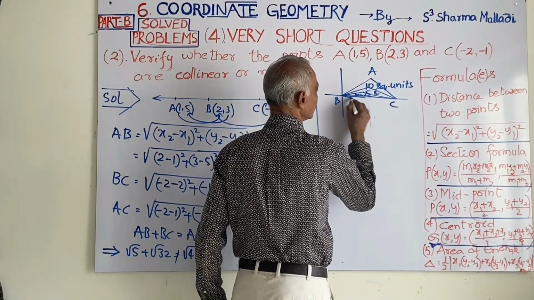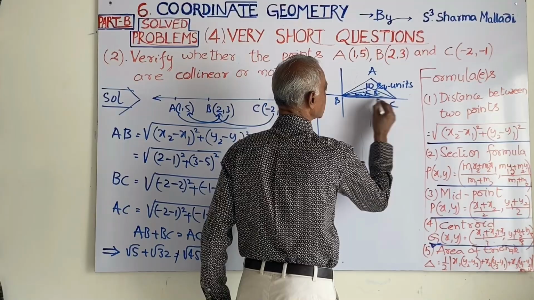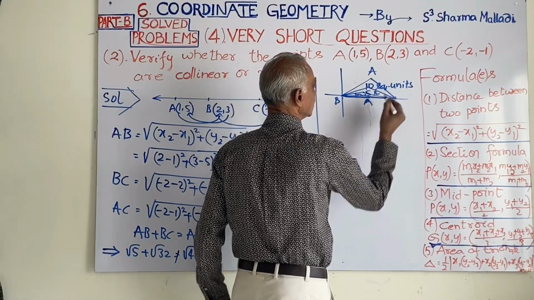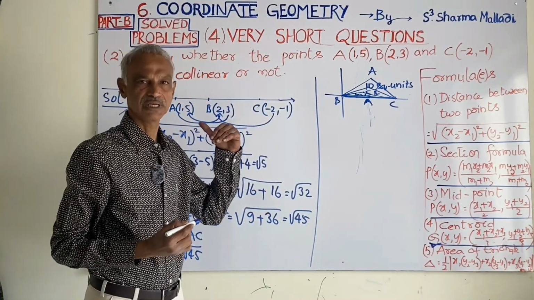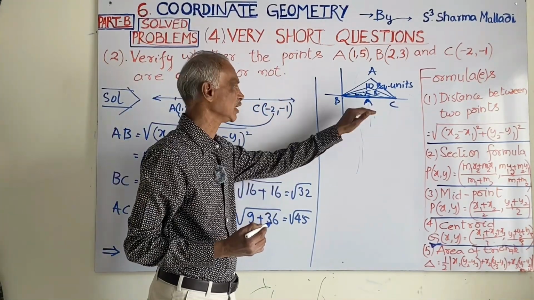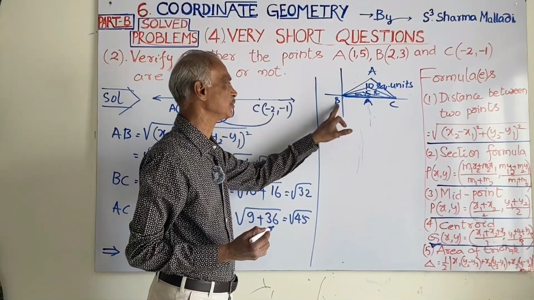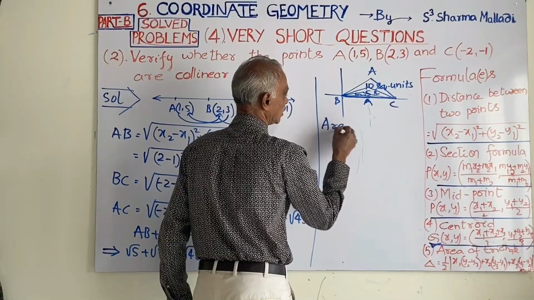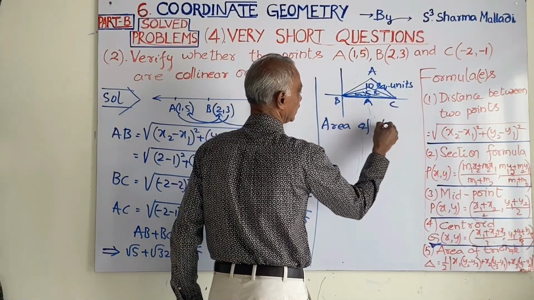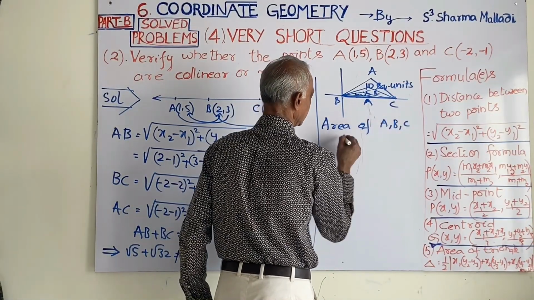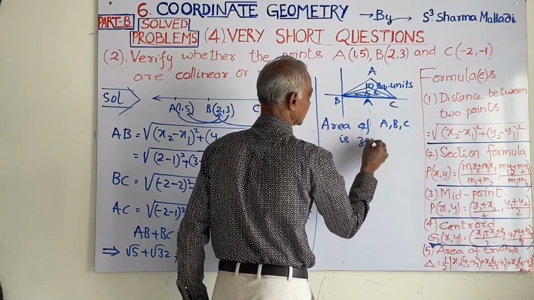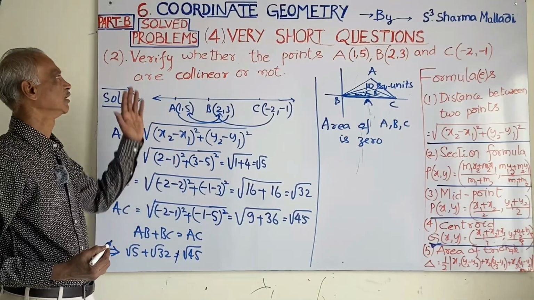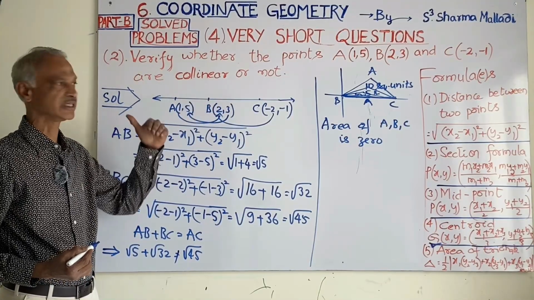Now take the area of this triangle. A, B, C are on the same line. They lie on the same line. The area of the triangle formed by A, B, C will be 0. Means if the area of the triangle we show is 0, then these points A, B, C are collinear points.